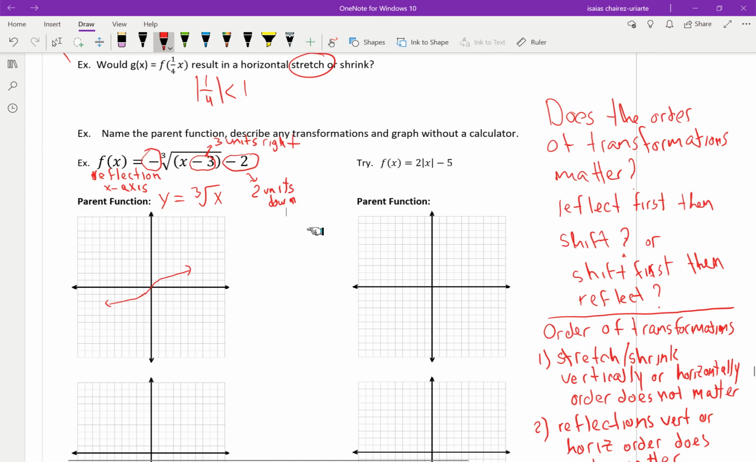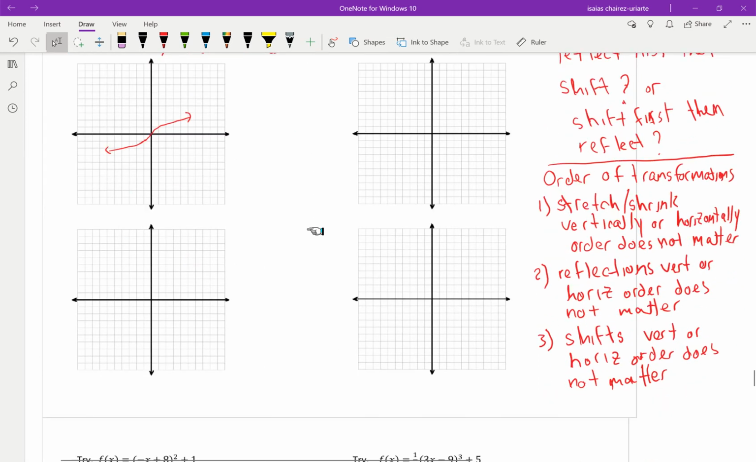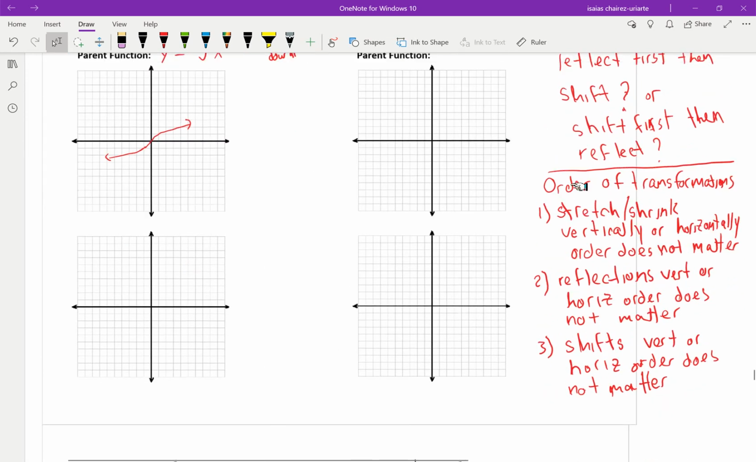And this is where you might want to start thinking about, does the order of these transformations matter? Should I do first the shifting and then the reflection? Or should I do the reflection and then the shifting? And again, I gave you a little guideline over here on the right hand side. I'm sorry, it's kind of messy, but we said that the first thing to take care of is stretching and shrinking, then reflections, and then shifting.